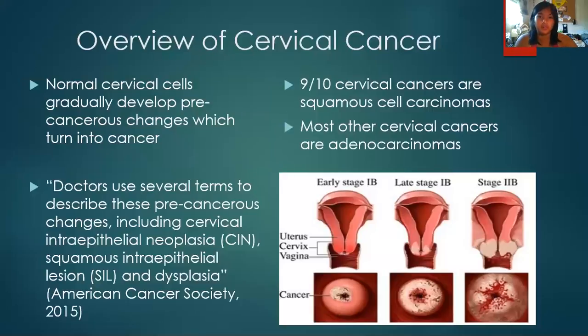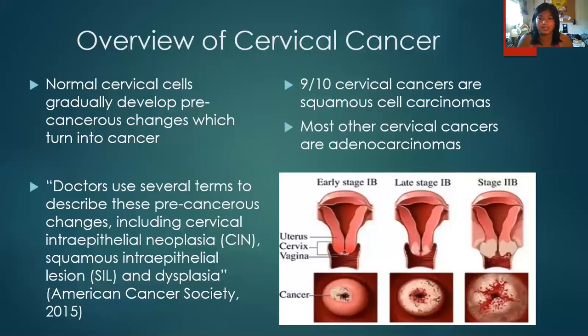Here's a quick overview of cervical cancer itself. Cervical cancer is when the normal cervical cells gradually develop precancerous changes, which turn into cancer. According to the American Cancer Society, doctors use several terms to describe these precancerous changes, including cervical intraepithelial neoplasia, which is CIN, squamous intraepithelial lesion, SIL, and dysplasia.